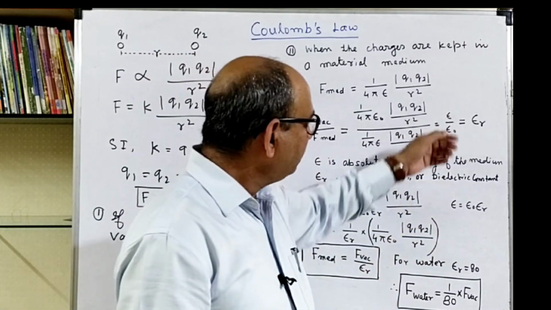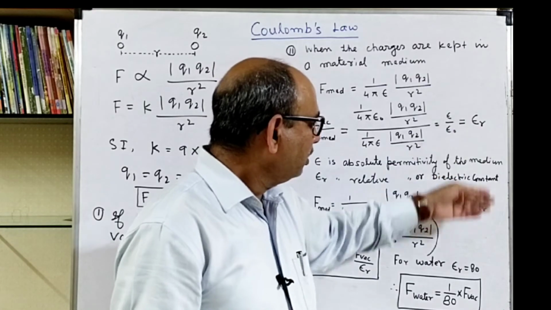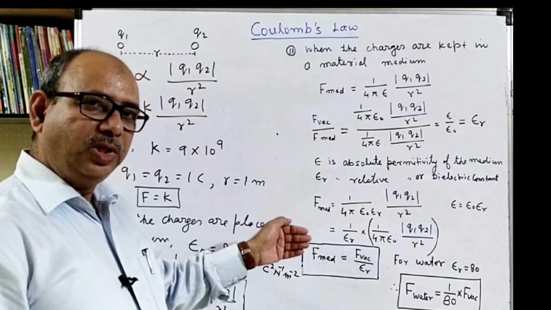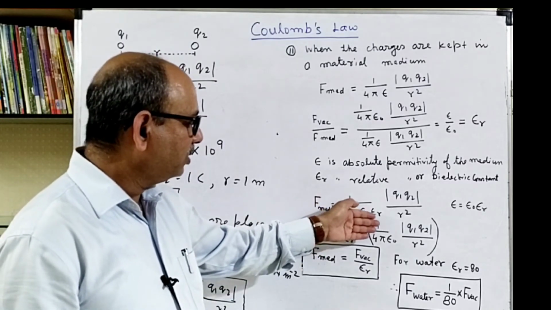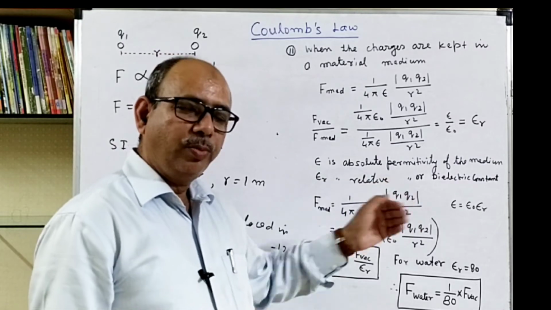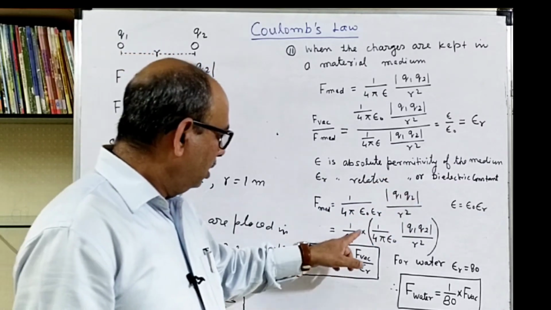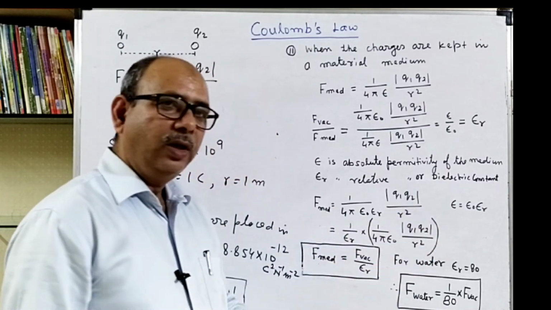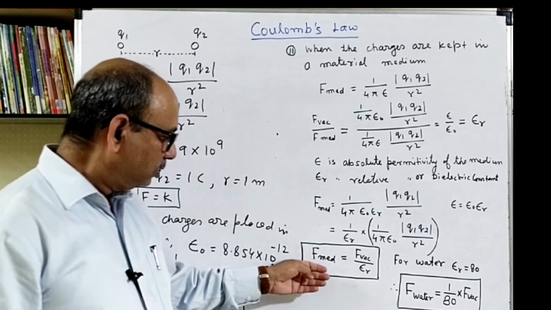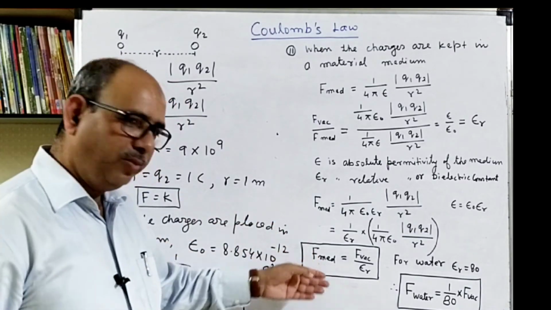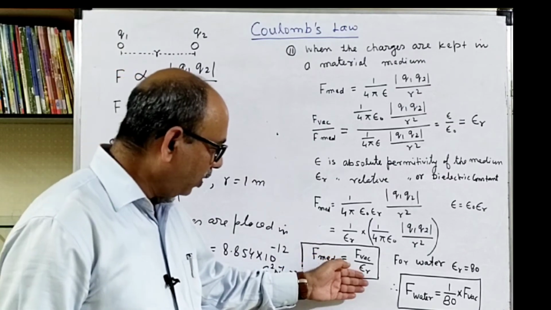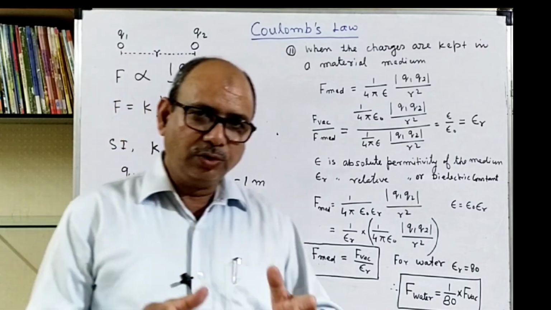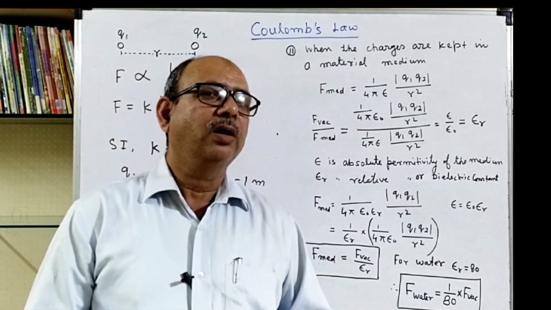From here we can express epsilon is equal to epsilon naught into epsilon r. And then we can write the force between the charges in a medium as 1 upon 4 pi epsilon naught into epsilon r, Q1 Q2 upon r square. We take out 1 upon epsilon r outside, and the remaining value turns out to be F vacuum. That means the force between the two charges when placed in a medium is equal to 1 upon epsilon r times F vacuum. That means the force will be reduced by a factor of epsilon r.